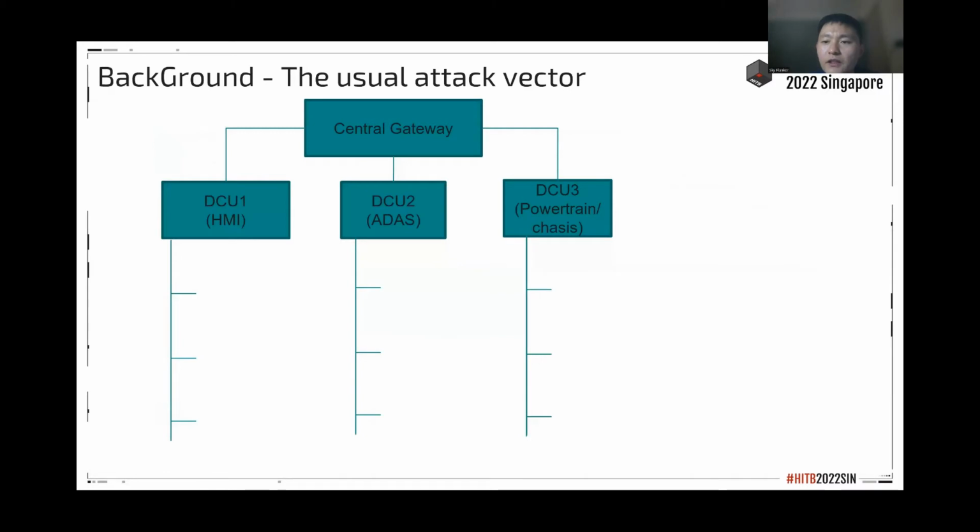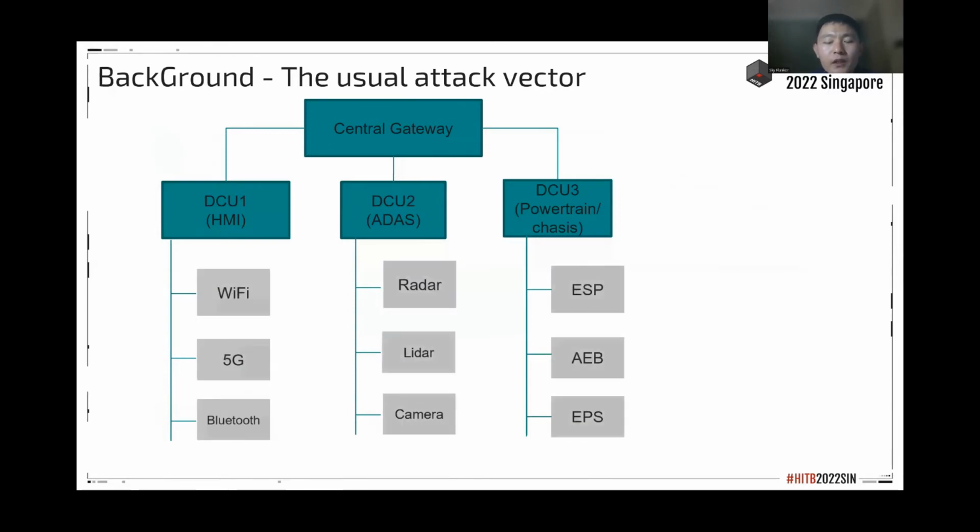Let's take the current mainstream EE architecture as an example to talk about the common attack path. Let's first look at the functional division of each domain. In this picture, the DCU means domain control unit. You can see 3 DCUs here. The HMI, ADAS, powertrain, or chassis DCU.